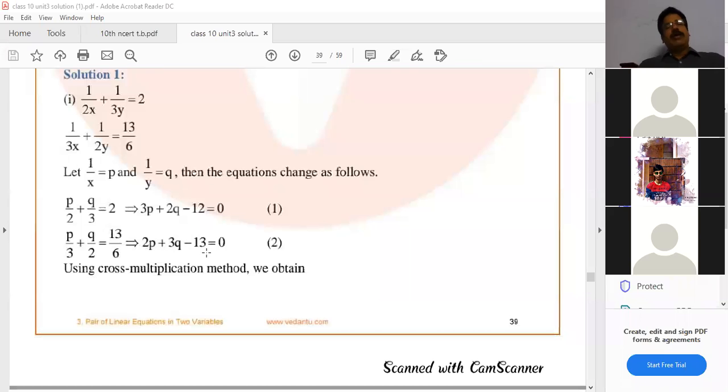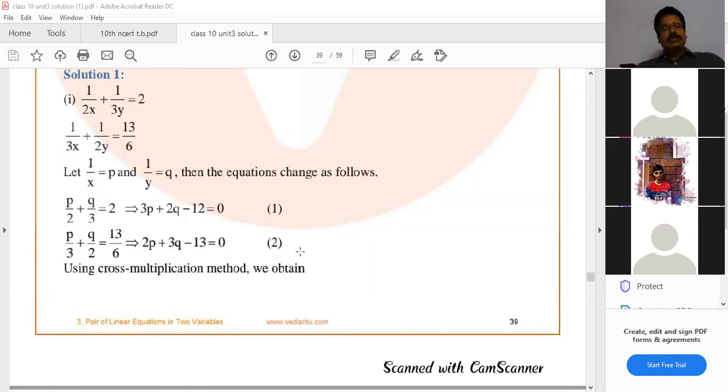2P plus 3Q minus 13 equal to 0. This is my second equation. I got the first equation, this one. Second equation I got. I can do by any method. If it does not mention a particular method, I can do by substitution method, I can do by elimination method, I can do by cross multiplication method.